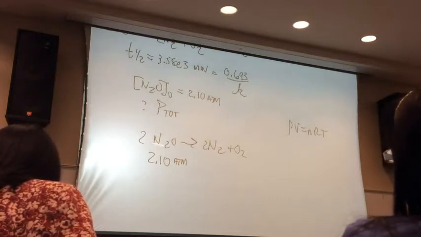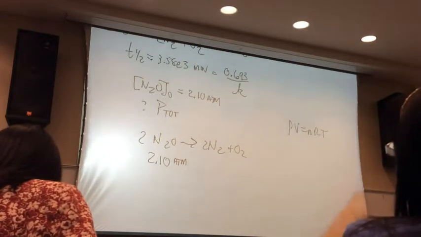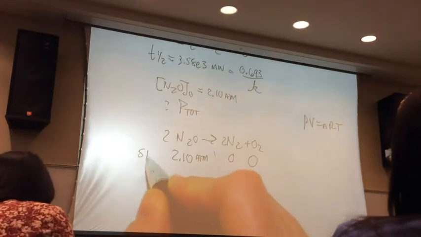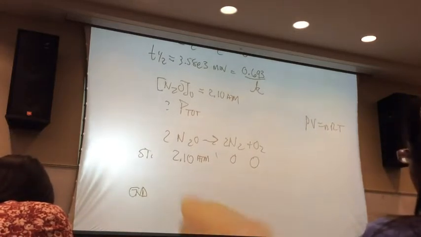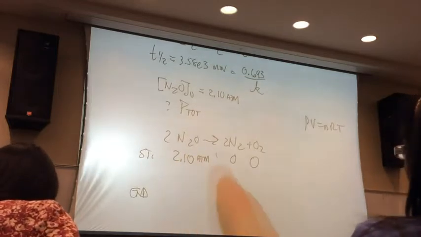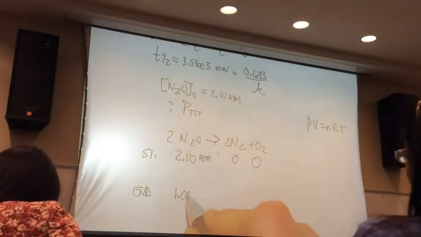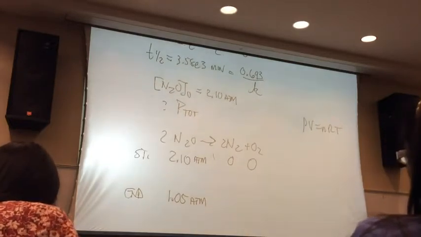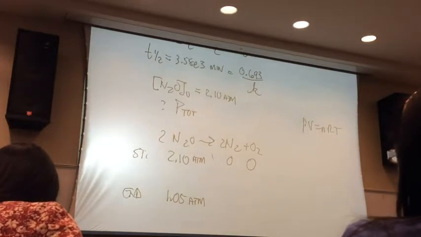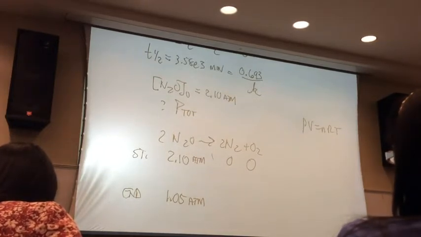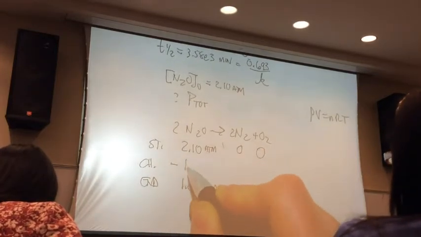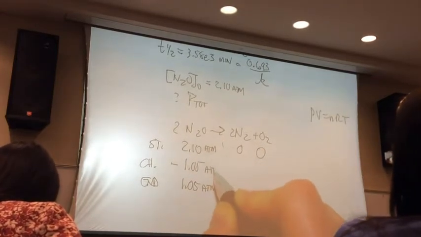So I'm starting out with this, and I'm assuming I don't have any of these. After one half-life, how much of this is left? 1.05 atmospheres. Everybody okay with that? That's one half-life: I go to half the initial. So the change is that I lost 1.05 atmospheres of N2O.